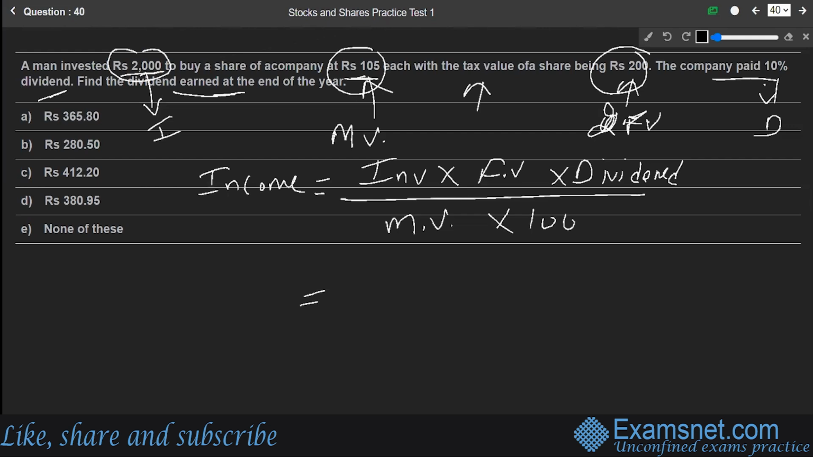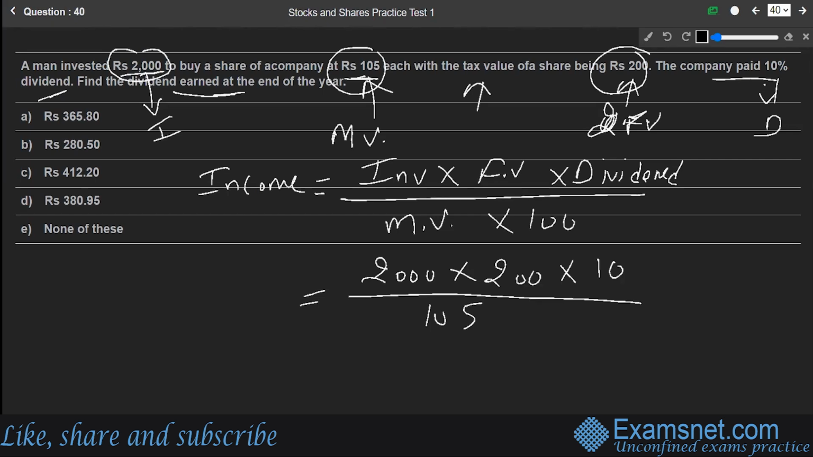The investment value was 2000 rupees. Face value of the share is how much? Is simply 200. Dividend on each particular share is how much? They say 10%. So that is 10 rupees on 100 share divided by what is the market value given? Market value is simply given out to be 105, which is given already there, multiplied by 100. So clearly we need to solve this mathematical expression, which will give us the right answer.